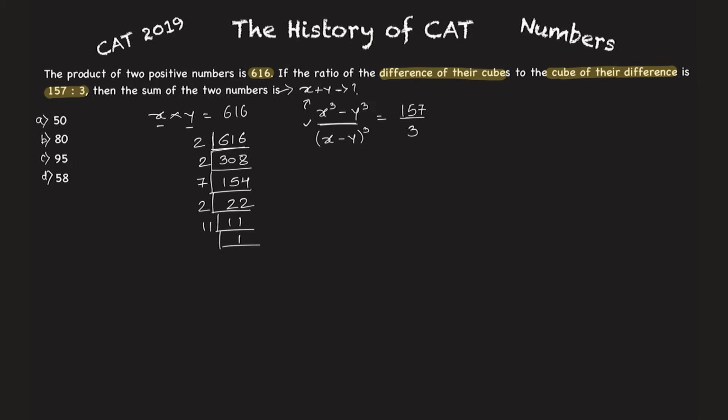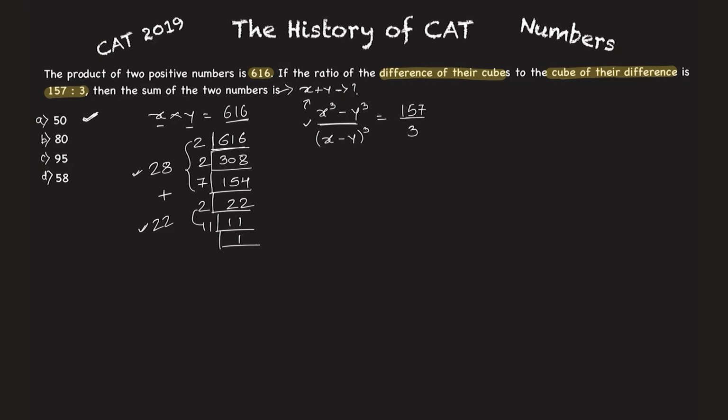I'll try and split this up and see if I take any two numbers. If I take 11 into 2, that is 22, this will be one number. 7 into 2 is 14, into 2 is 28. If one number is 28 and another is 22, 28 into 22 will be 616, and 28 plus 22 will be 50. So from this I am getting the answer as 50.